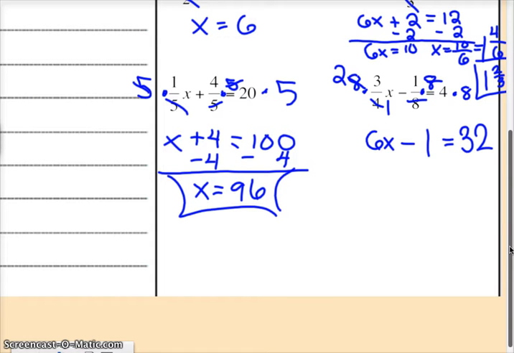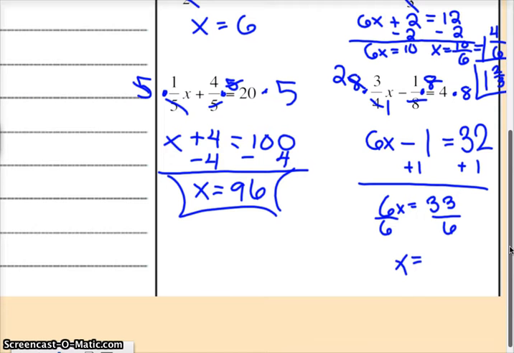Wait, can you still do it without crossing? How would you? I'll show you in a second. Plus 1. 6x equals 33. Divide by 6. X is equal to 33 over 6. 6 goes into 33 5 times. 3 left over. 6 as the denominator, which is 5 and 1 half.